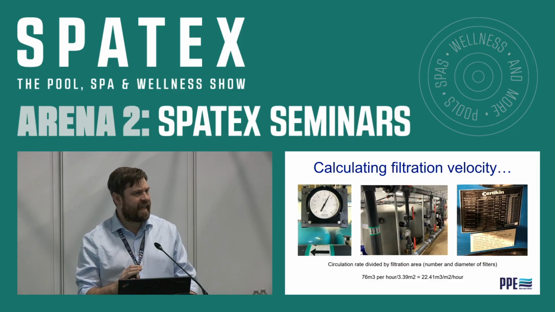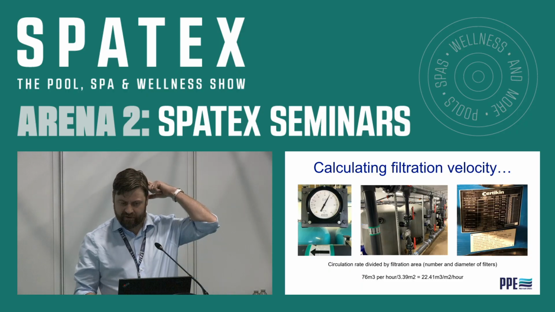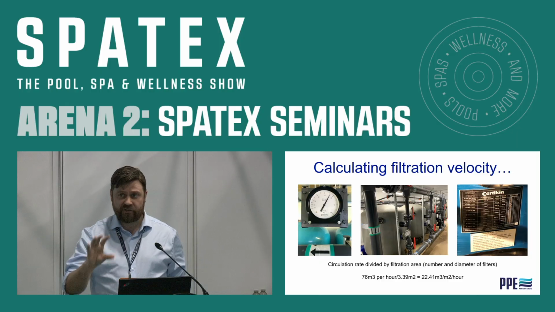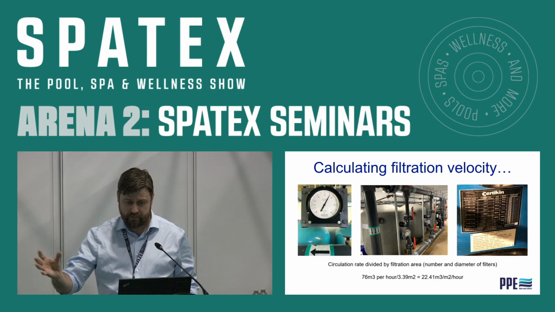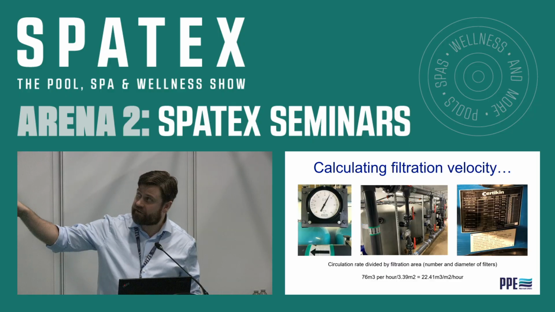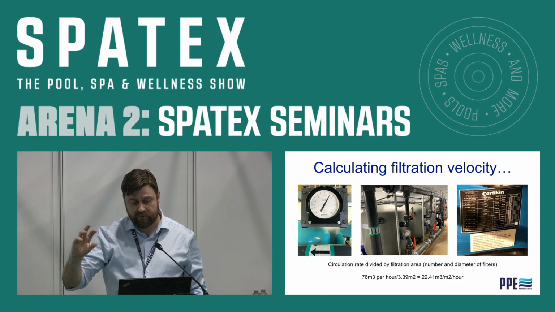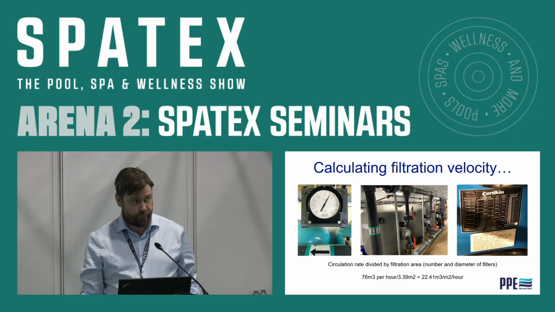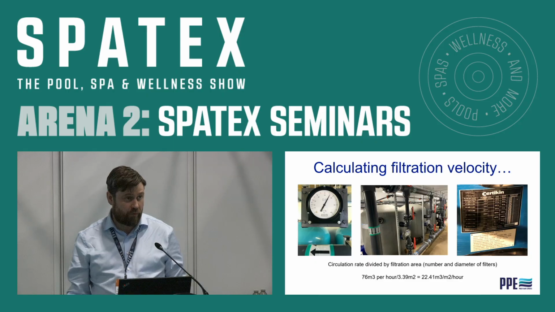So how many people here get involved with doing any spec work at all? A little bit? Generally the way things run most of the time, and I certainly started with this, is by taking the circulation rate from a flow meter and dividing it by the filtration area, which will be the number of filters and the diameter of each of those filters. For this example, we have 76 meters cubed per hour as a flow rate, divided over 3 filters, with a diameter of 1.2. So that's 1.13 each, 3.39, and that gives us 22.4 meters cubed per hour.